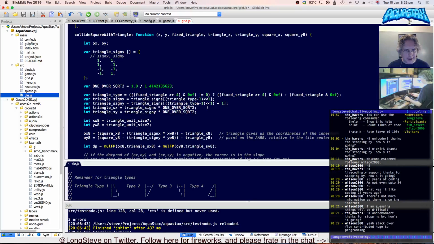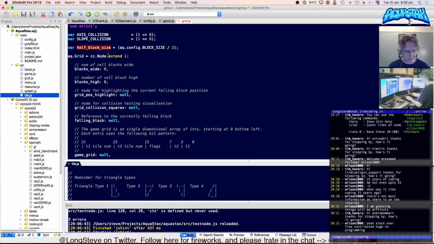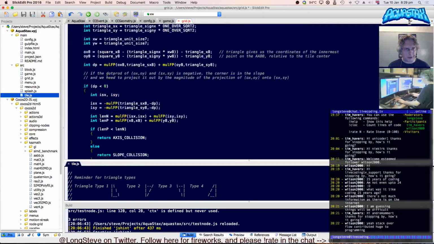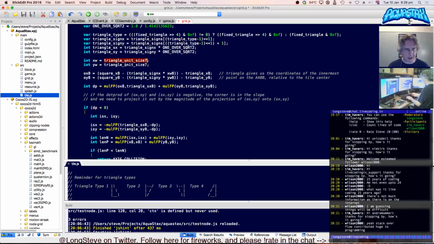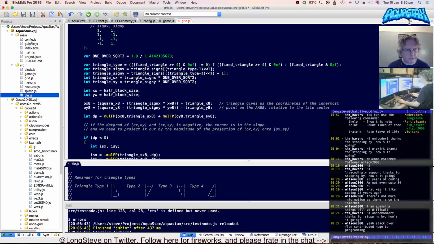Done. So triangle sine x and y, 1 over square root 2. Yes, okay. And this is going to be xw. So this is the half of the width, effectively, or the width or height of the square that we're using, half block size. There's obviously some sort of optimization been going on here. It's not the general case of any type of triangle aligned with any type of triangle. It's definitely right-angled triangles in certain ways.